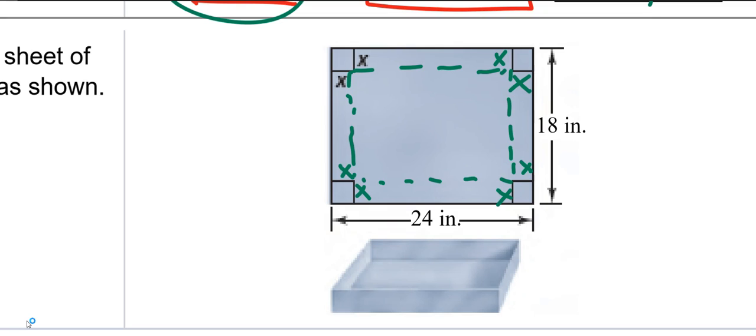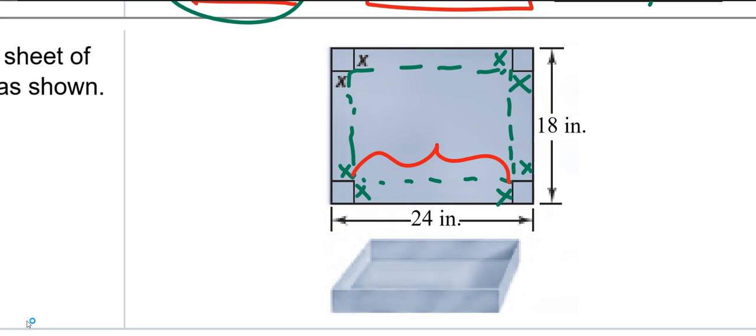We're starting off with 24 inches, but when we cut it, we get this. Just like this piece of copper. We're going to cut squares out of the corners. Then we're going to bend the edges up to make this little tray.